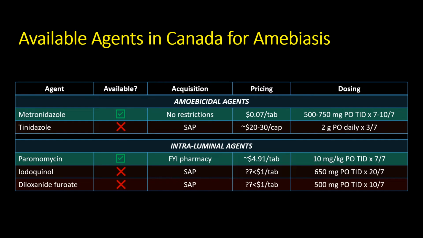Importantly, paromomycin is the only practical intraluminal agent choice in Canada, the other options being SAP agents and difficult to obtain. Tinidazole is another nitroimidazole option that simply is not as good a choice here in Canada due to difficulty in acquisition.